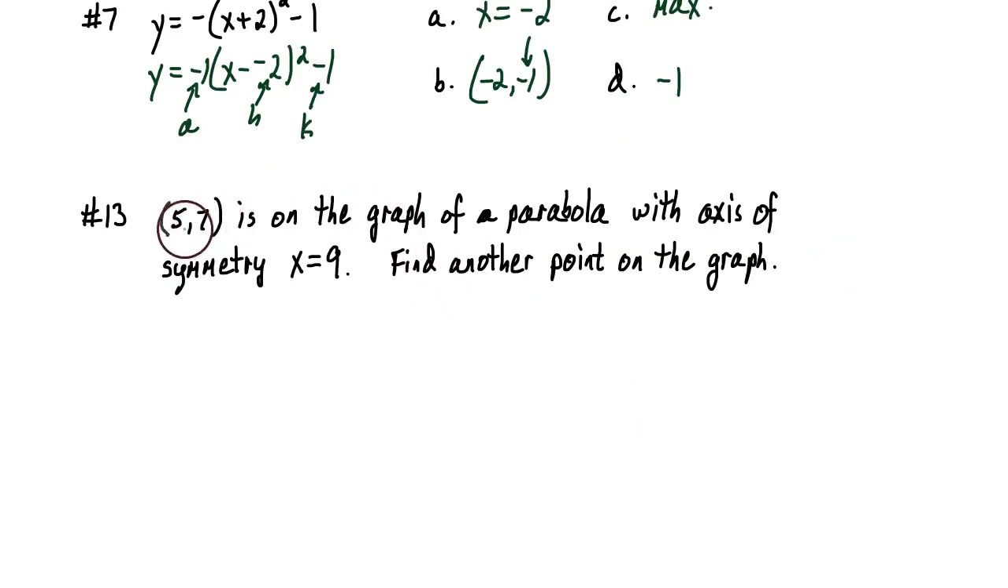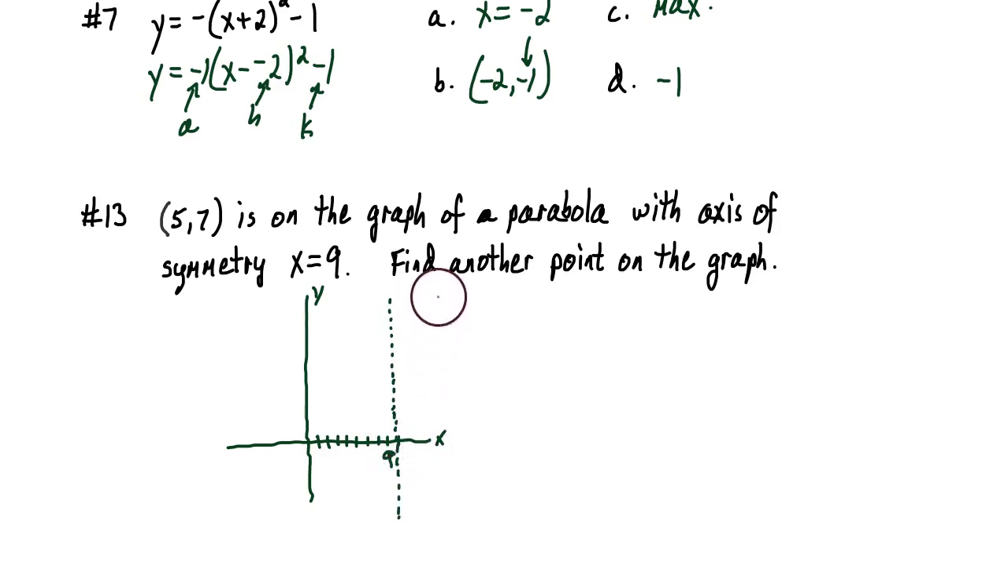Now, number 13. 5 comma 7 is a point on the graph of a parabola with axis of symmetry x equals 9. Find another point on the graph. There are different ways to do this, but one thing that might help us is to graph this so we can visualize what's going on. Let's say that this is the y-axis and this is the x-axis. The axis of symmetry is x equals 9. So 1, 2, 3, 4, 5, 6, 7, 8, 9. The axis of symmetry is a vertical line that crosses through where x equals 9.